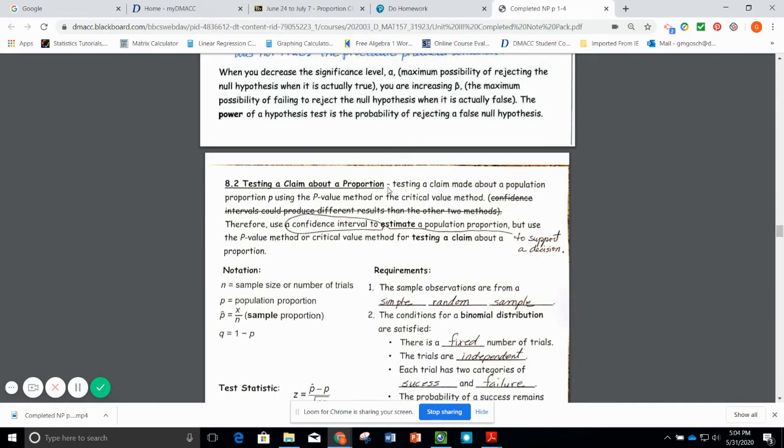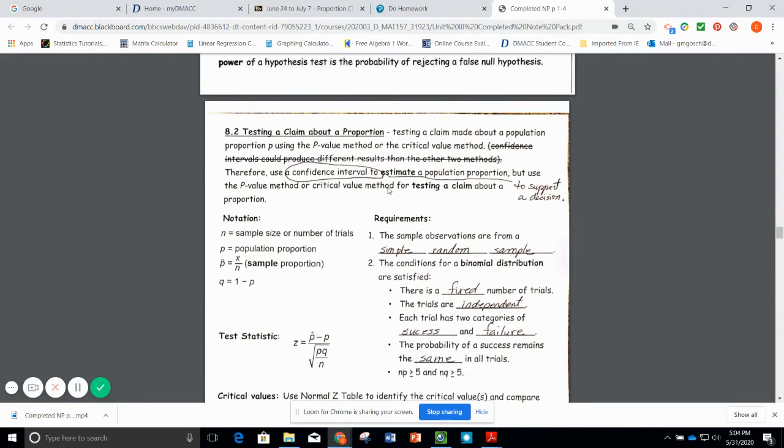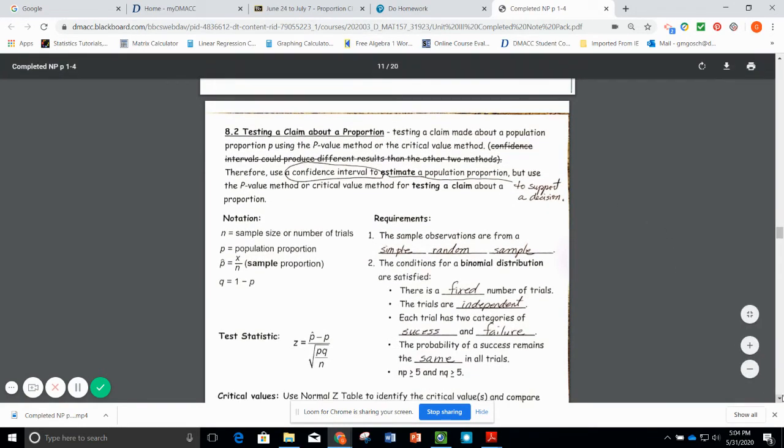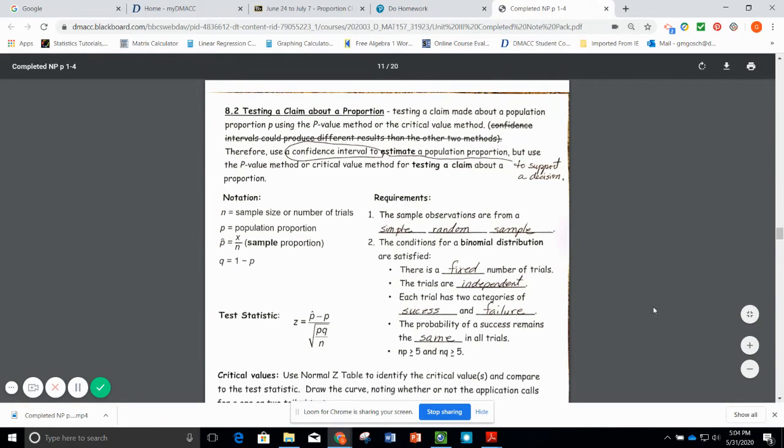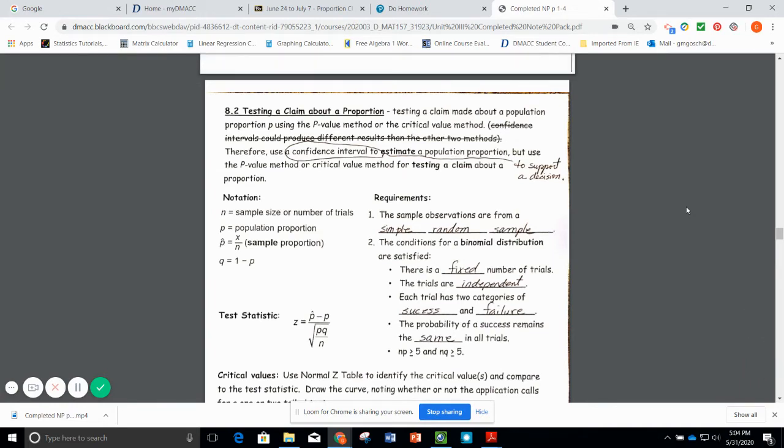Okay, so I want to go into applying this to proportions and really start talking about the formulas. Then we'll have a couple of examples. So testing the claim about a population proportion p, we need to use the p-value method or the critical value method. Confidence intervals can be used to support, but could be somewhat different. The confidence interval is good to estimate if you have no claim to go by. But if you're testing a claim, you really should use the p-value or the critical value method.